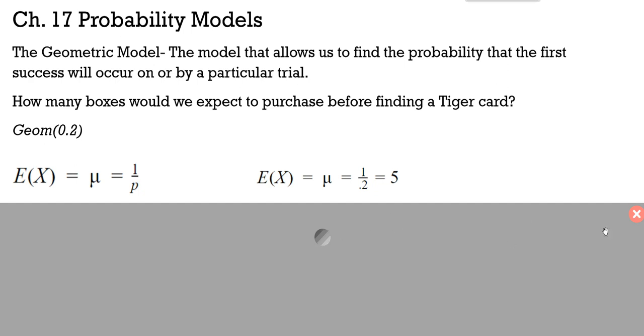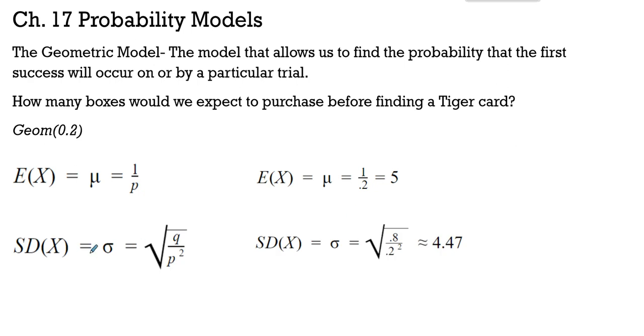The standard deviation is a little less intuitive. The standard deviation is the square root of q divided by p squared, which is also equal to the square root of q over p. Either way, that's how the formula sheet has it. And that says we've got a standard deviation of almost 4.5. So yes, we would expect it by the 5th, but we probably wouldn't be too worried if we don't get it by the 9th, because that's within 1 standard deviation, if they're normally distributed.